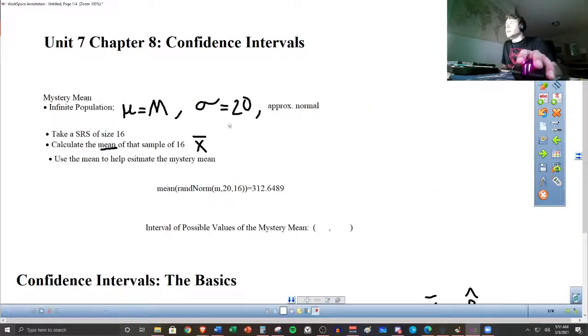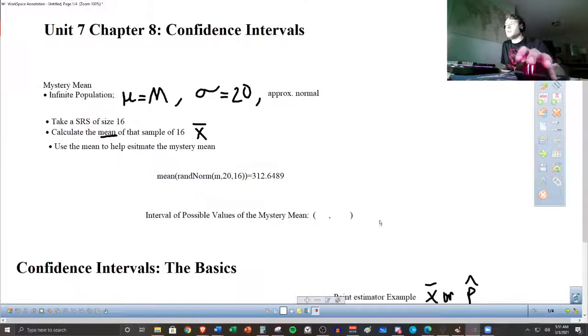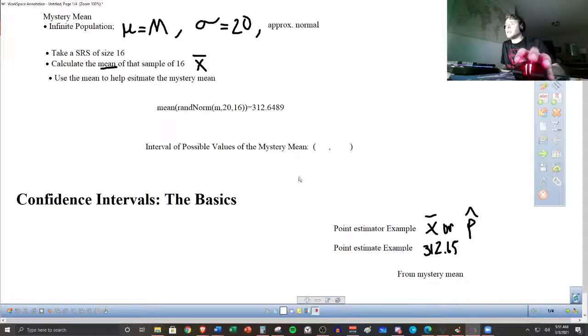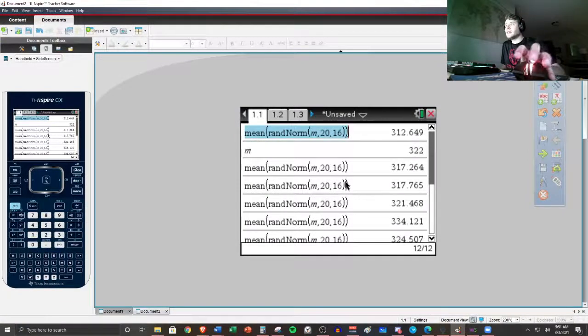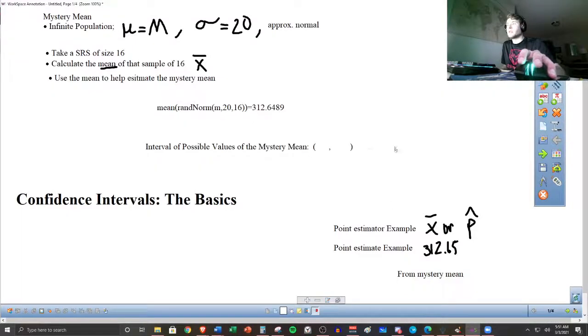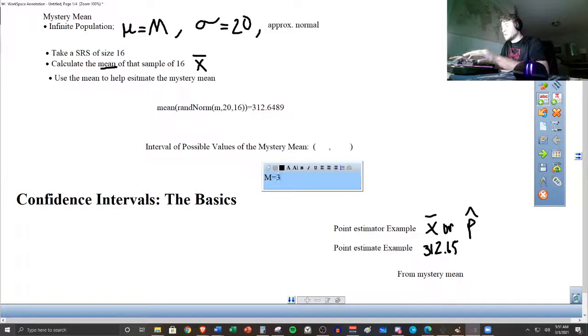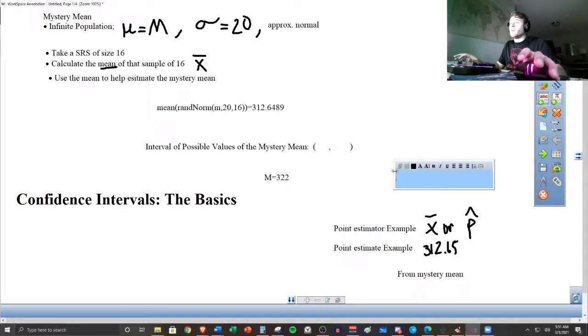So this one here, where we were able to figure out what the true mean was, which now I can't even remember what it was. Is it in here? Yeah, it was 322. M is 322. So our true mystery mean was 322. Let's actually add that in here. So M equals 322. So we had to estimate what our boundary was going to be, what we were going to get for that, okay?